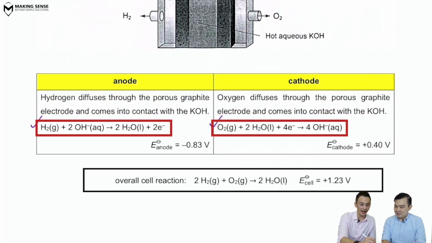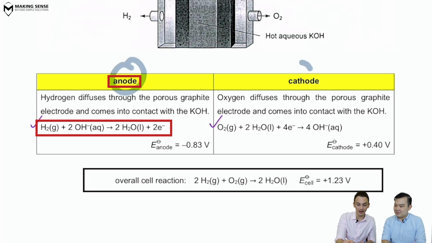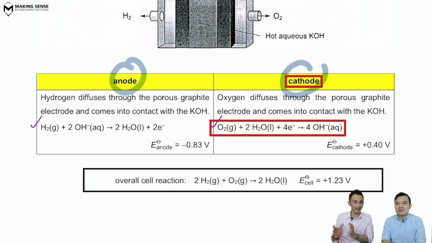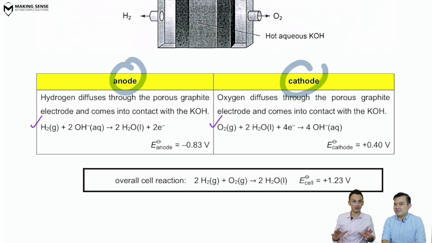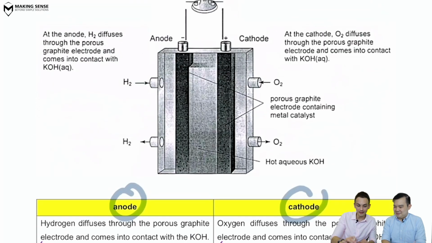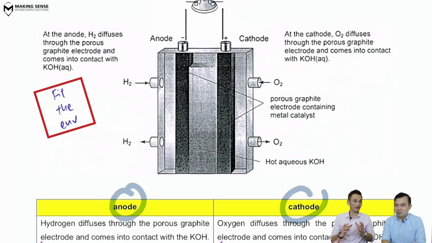Why is this the anode, for example? Why is this the cathode? And why are the equations done this way? It's not about memorizing. It is about this particular concept, which I always like to phrase as: we fit the environment. So you have to look at the environment and find equations that perfectly fit into the environment.